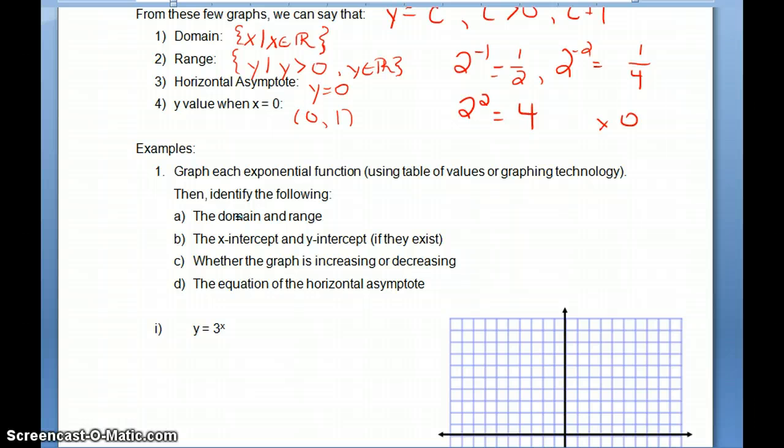And just remember, that's going to be for this section. In the next section, we're going to look at the transformations, so that will change. But when we're dealing with an exponential function, y is equal to c to the power of x, it's always going to follow these general rules, okay?